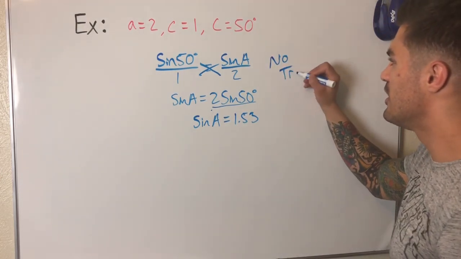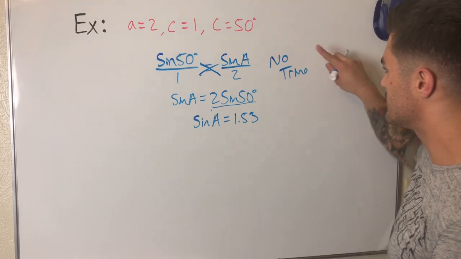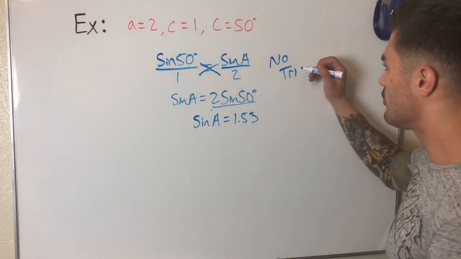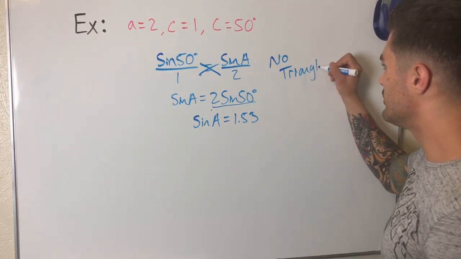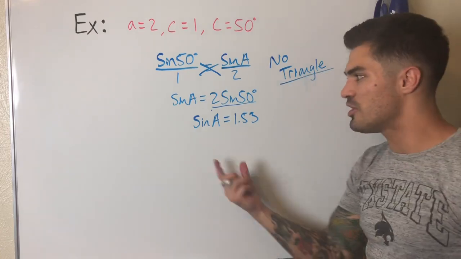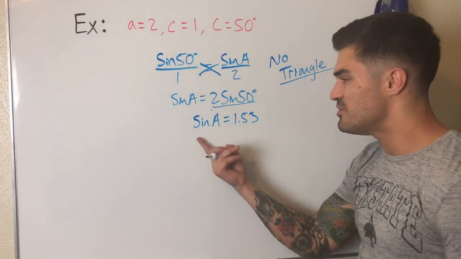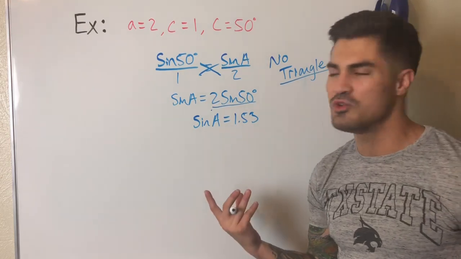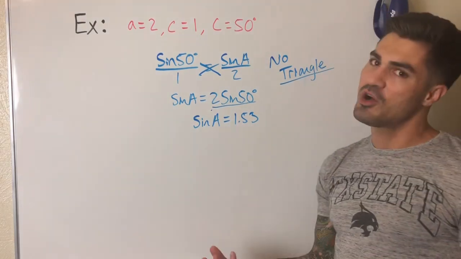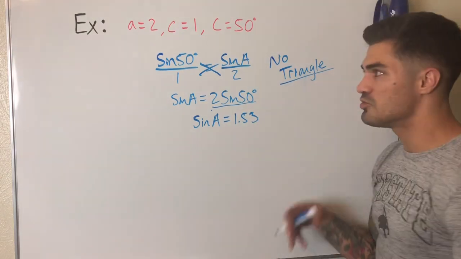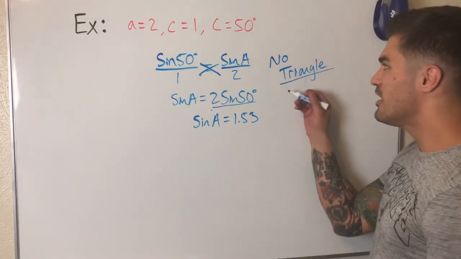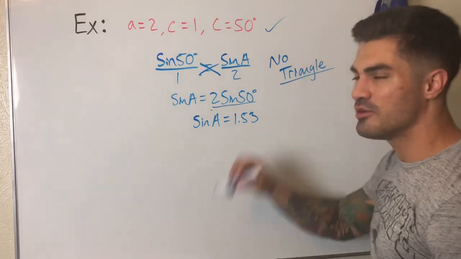This is the problem you'll run into when you have this possibility of no triangle: you'll come across something like sine A equals 1.53. Maybe it's sine C equals -2, something like that, where it's just not possible. Then you know we have no triangle. So I actually don't have to continue from here. I can write no triangle and we're good to go.